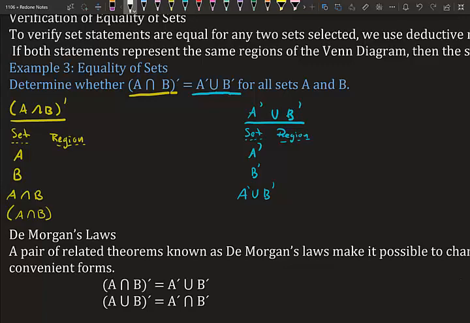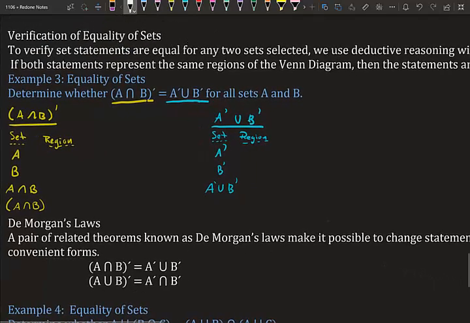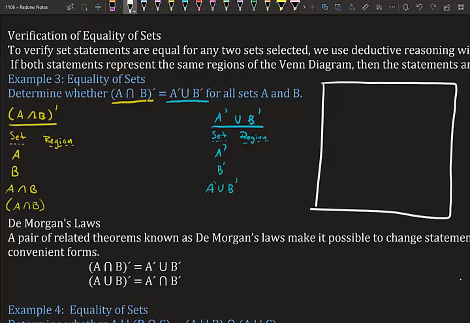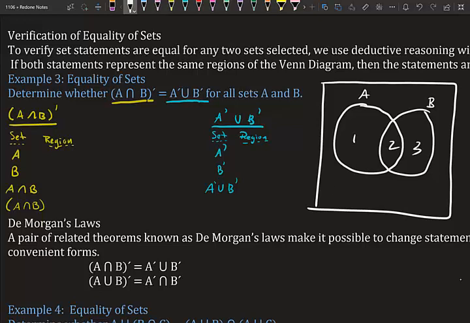And now for our region, well, we need a Venn diagram for that. That's going to help us to give our regions. So we only have two sets here, A and B. And let's number our regions. So we have 1, 2, 3, 4. All right, now we're going to list all the regions A and B are in.